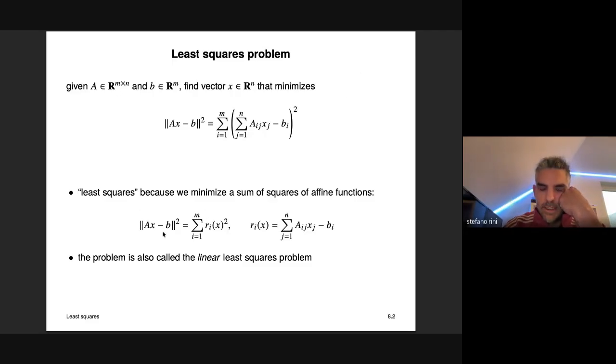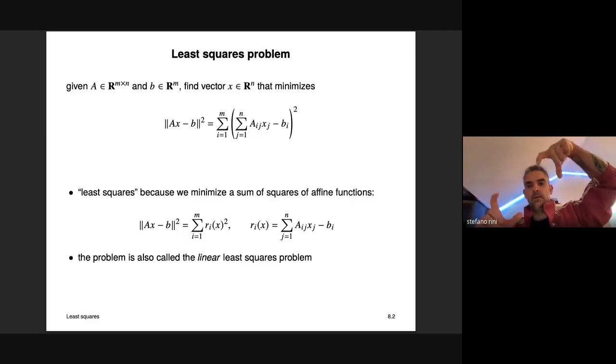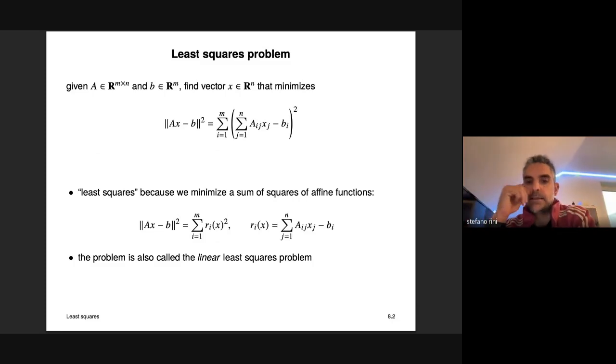Because for each row we have a residual R_i, which contributes to the total loss with the square, and the residuals are row times column operations, right? So you fix i to be the row of A, and then for each of them you have the inner product between the row of A multiplied by X, minus b. This is called the linear least squares problem.